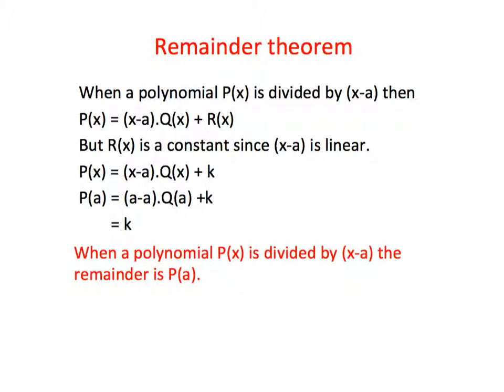And then if we substitute in a, so every time there's an x, we're going to replace it with an a. You can see that we get a minus a, which is 0, times the quotient plus k. So 0 times quotient of a is just 0, so we're just left with p of a equals k. So that helps us to find the remainder of any polynomial when it is divided by a linear factor x minus a. We can just simply substitute in a into the polynomial, and p of a will be the remainder, which will be that constant.